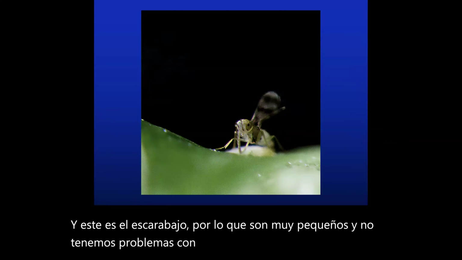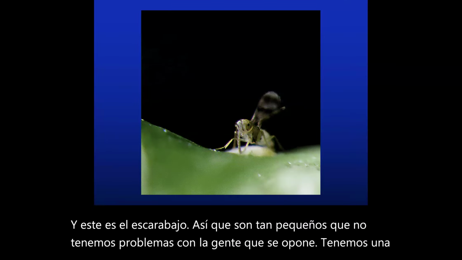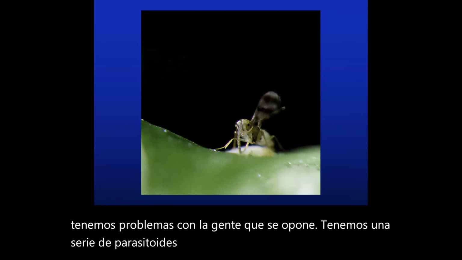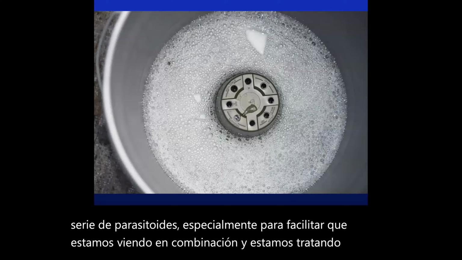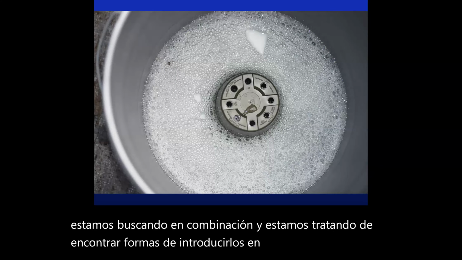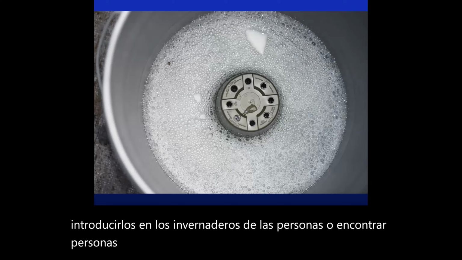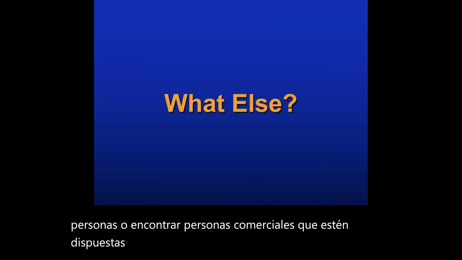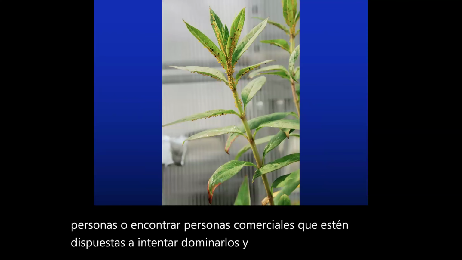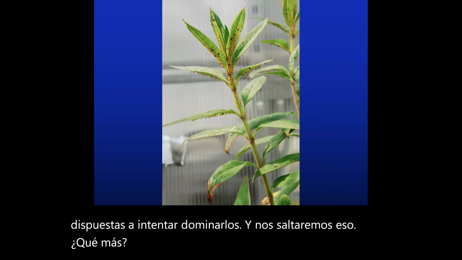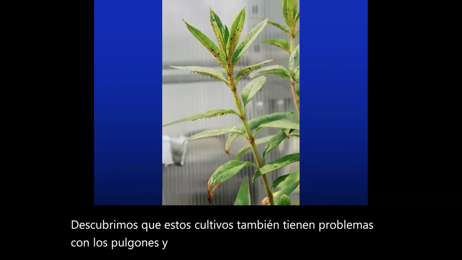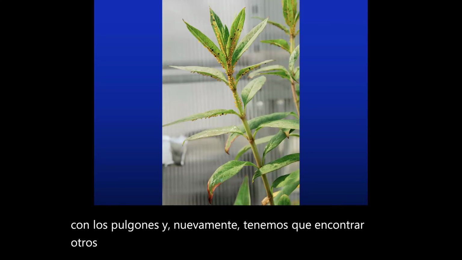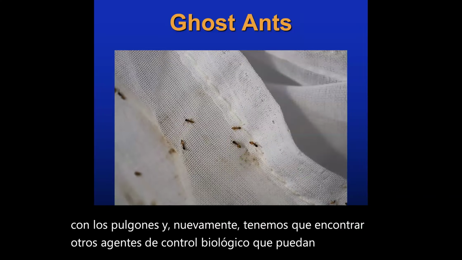We have a number of parasitoids, especially for Ferrisia, that we're looking at in combination. And we're trying to figure out ways to get them into people's greenhouses or find commercial people that are willing to try mass rearing these. And we'll skip over that. What else? We find that these crops are also having problems with aphids. And again, we're having to find other biological control agents that can be integrated with our thrips biocontrol.